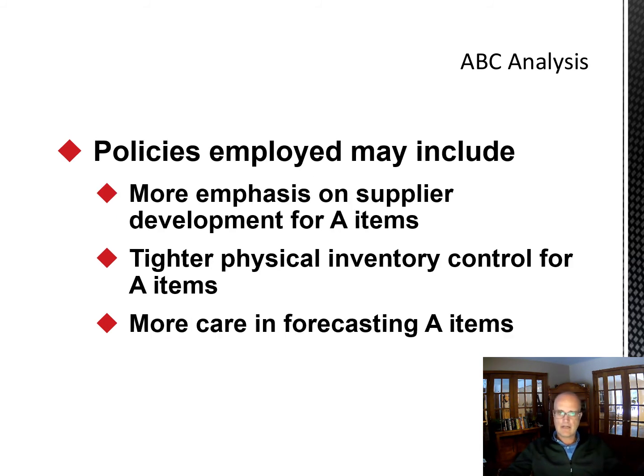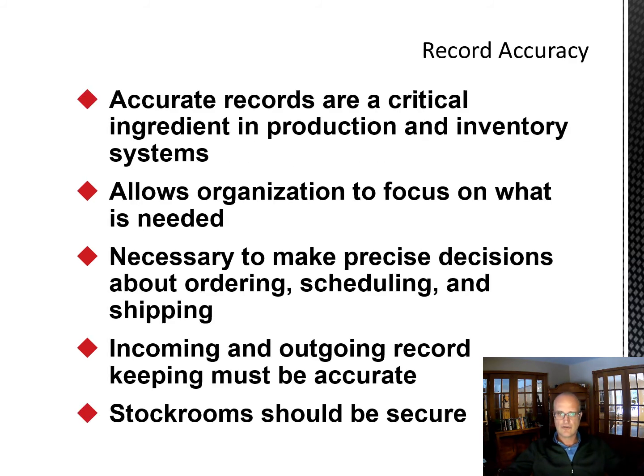And prioritizing means more emphasis on supplier development, so we have suppliers that we know and trust and have a relationship with. We might pay more attention to the inventory of A items, and we'll pay more attention to forecasting of A items, because again, in this case, forecasting errors, either too much or too little, will cost us more money than it will at other stages of production, or at other classes of inventory.